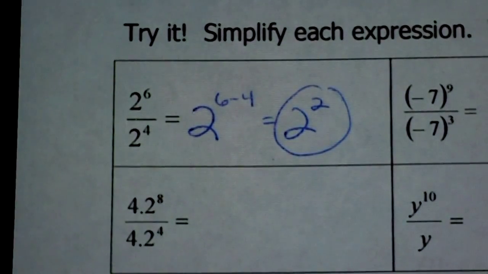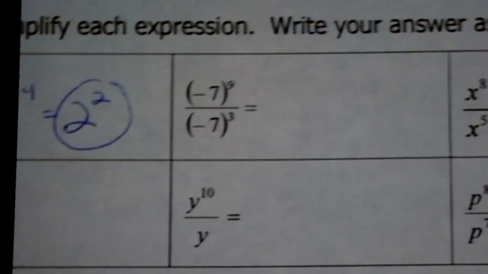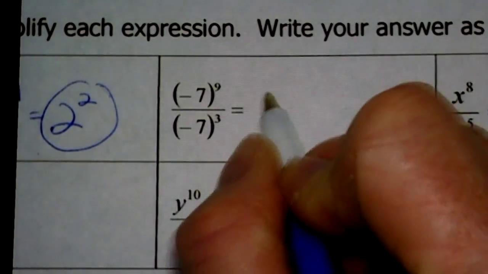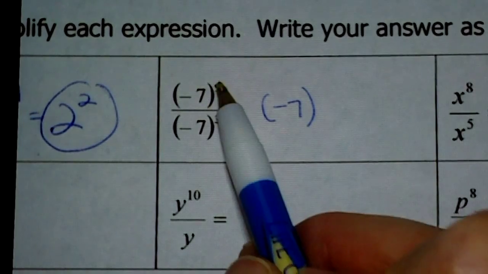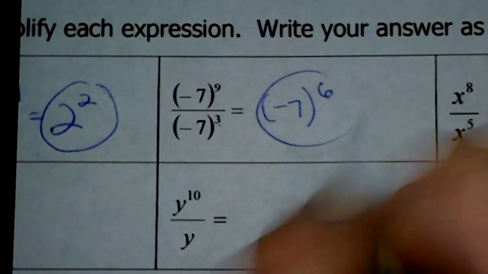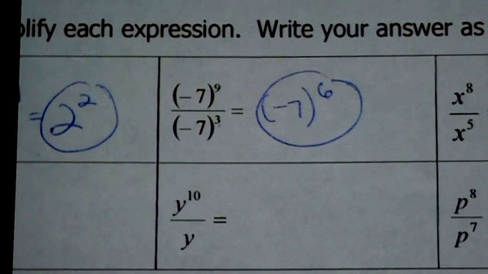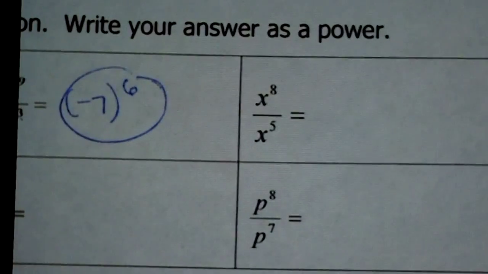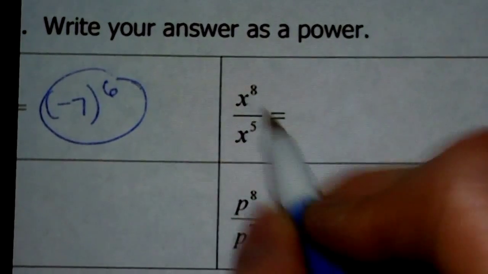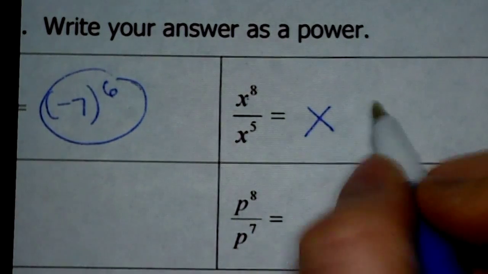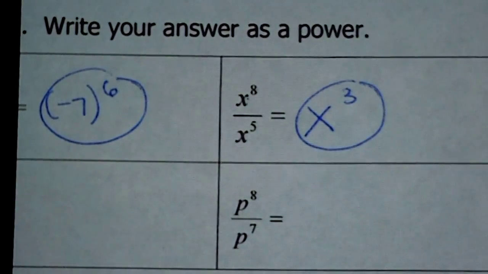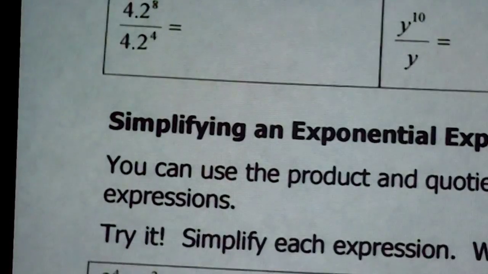All right, next one, I have the same base being divided, so I'm going to bring over the base. It's the quantity of -7. And I have a 9 and a 3. Well, 9 minus 3 is 6. It's that easy, my friends. I know, I love this property. Okay, same base. I'm going to bring over the base. Subtract my exponents. 8 minus 5 is 3. Go on to the next one.